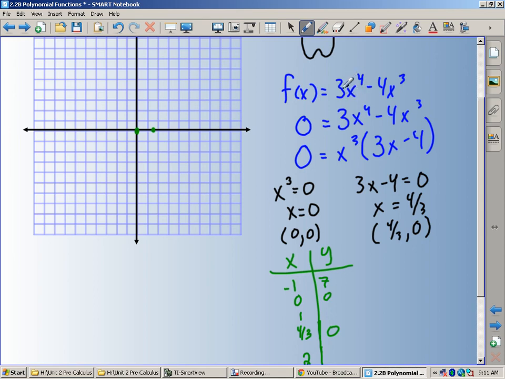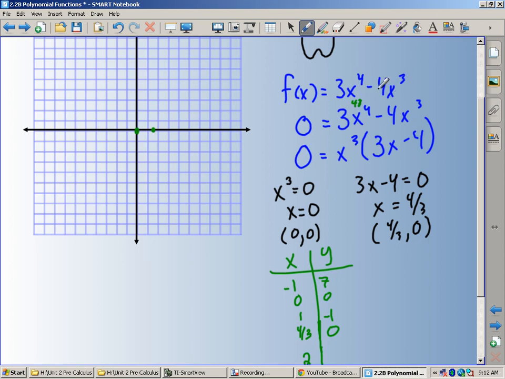And then when I plug in 2, I'm going to have to do a little work. 2, 4, 8, 16. I just multiplied that. So 16 times 3 is 48. And then I'm going to do 2, 4, 8, just cubed 2. 8 times -4 is -32. So when I subtract those, it looks like I get 16.